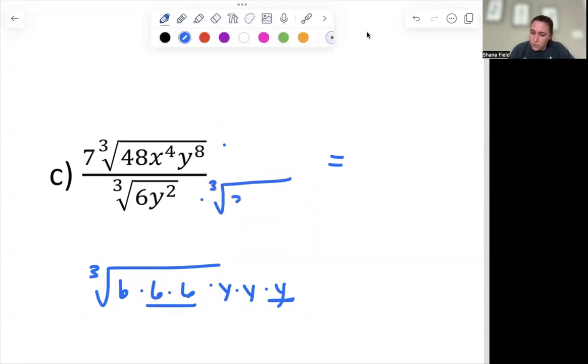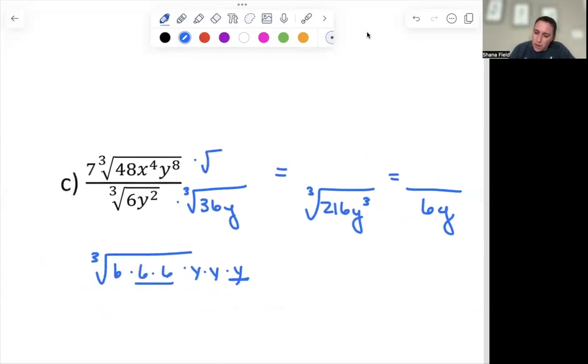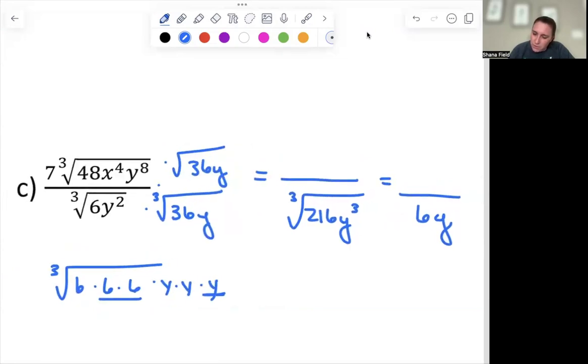So the cube root of 36, and then I'm going to need a y because I'm missing a y. Now that gets me to the cube root of 216 y to the third, which we know will give us 6y when we work that out. So now I'm going to multiply the top by 36y. I have a 7 on the outside. The cube root of 48 times 36 is going to be 1728. I'm going to have my work cut out for me on that one. And then I've got x to the 4 still and y to the 9th now.